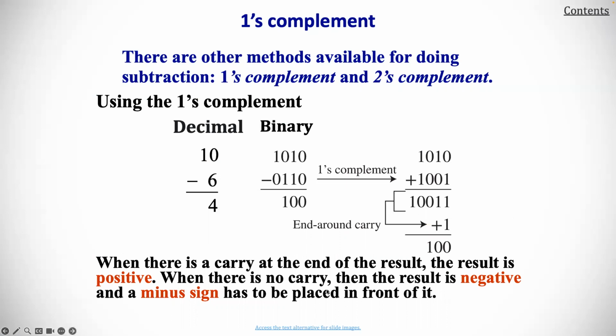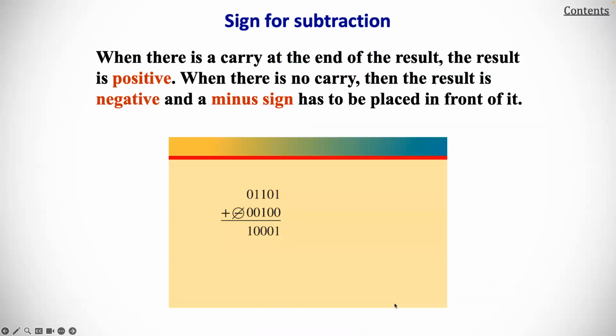When there is a carry at the end, the result is positive. When there is no carry, the result is negative, and a minus sign has to be placed in front of it. Sign for subtraction: when there is a carry at the end, the result is positive. When there is no carry, then the result is negative, and a minus sign has to be placed in front of it.